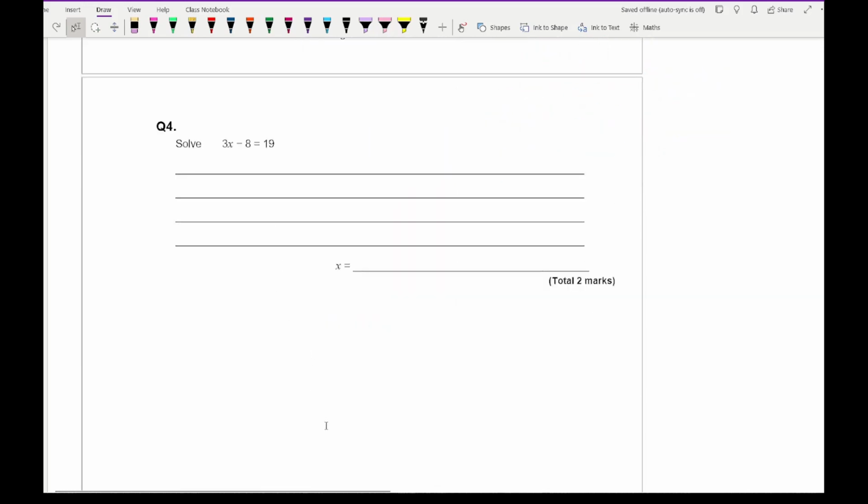Moving on to the next question, again returning to solving equations. Here I need to get rid of the 8 first. So I do that by doing the opposite. I add 8, so I'm left with 3x equals 27. And then divide by 3, which leaves me with 9.